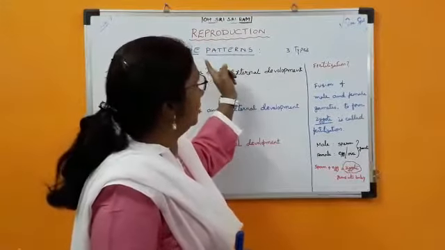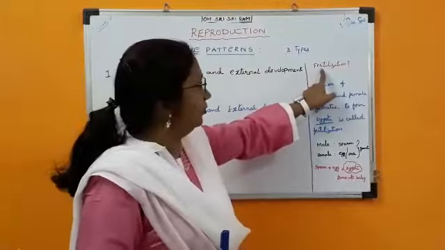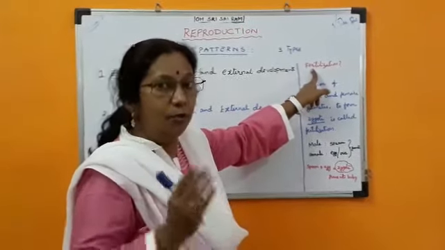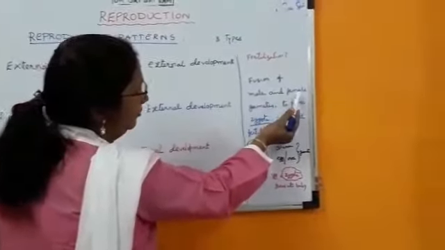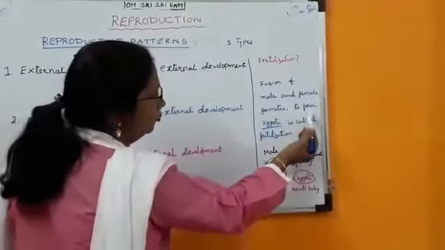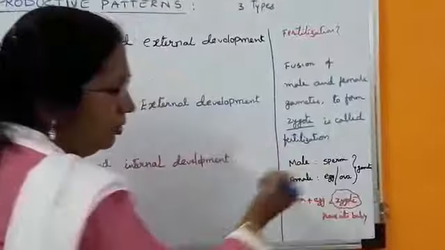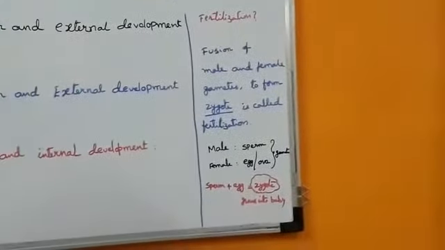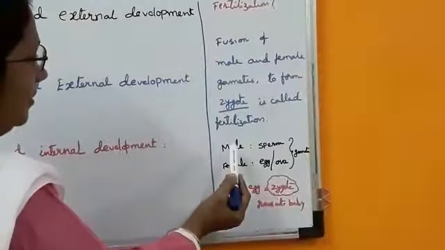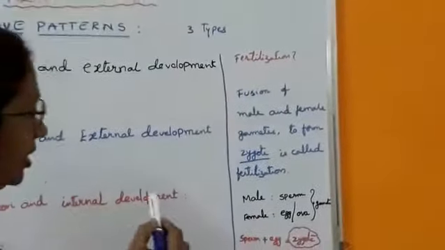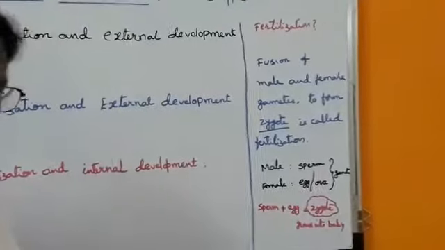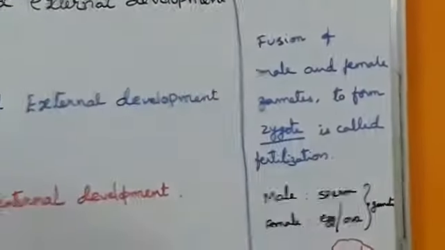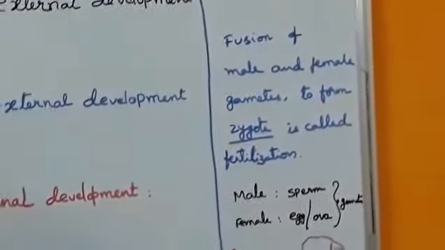Before going to today's topic, I wanted to tell you one more point: fertilization. What do you mean by fertilization? Fusion of male and female gametes to form a zygote is called fertilization. What is the male gamete? The male gamete is sperm. The female gamete is the egg or ova. Where these are produced, we will learn in the next class.